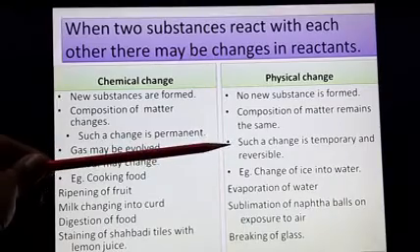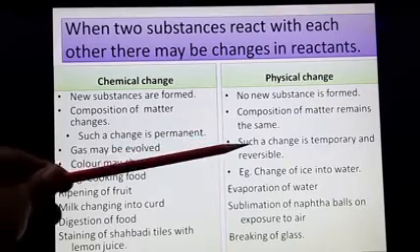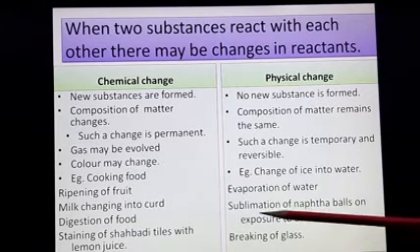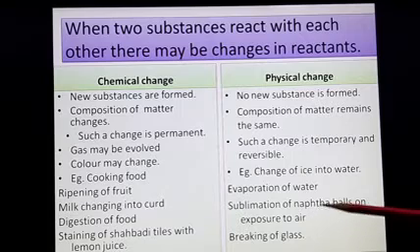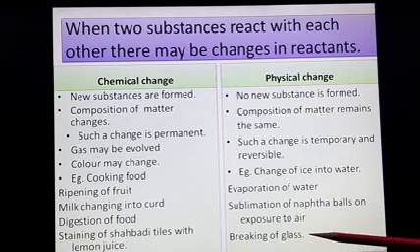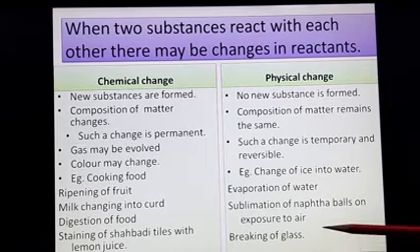Such changes are just temporary. We can easily reverse the change. For example, we can put the water back into the freezer and it will change into ice. Another example is evaporation of water. We can evaporate the water into steam and cool it, and we can again convert it into water. Same way, sublimation, that is changing of a solid directly into gas without going through the liquid stage, is called sublimation. And therefore naphthalene balls become tiny because of the exposure to air, and due to the heat they will change from solid to gas. Breaking of glass, all these are just physical changes because no new substance is formed.